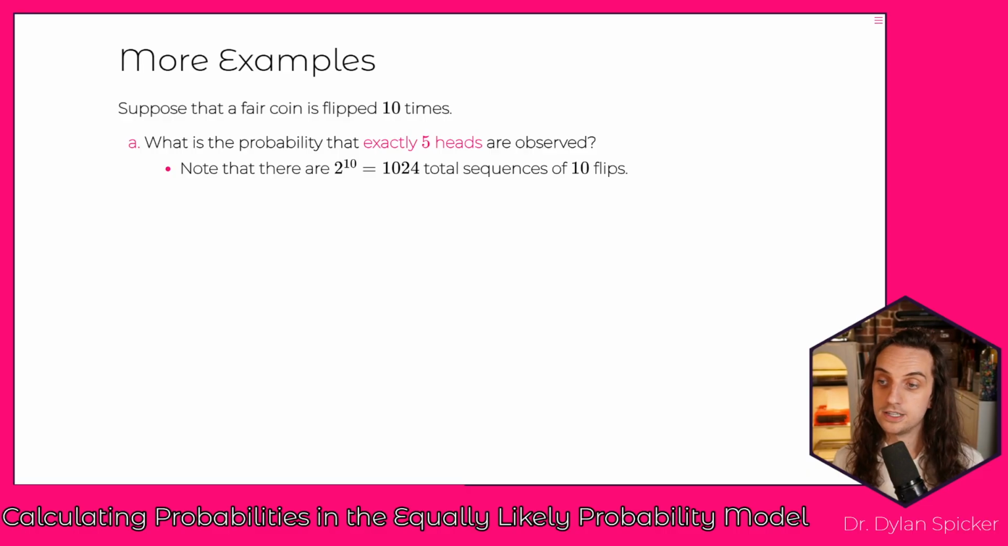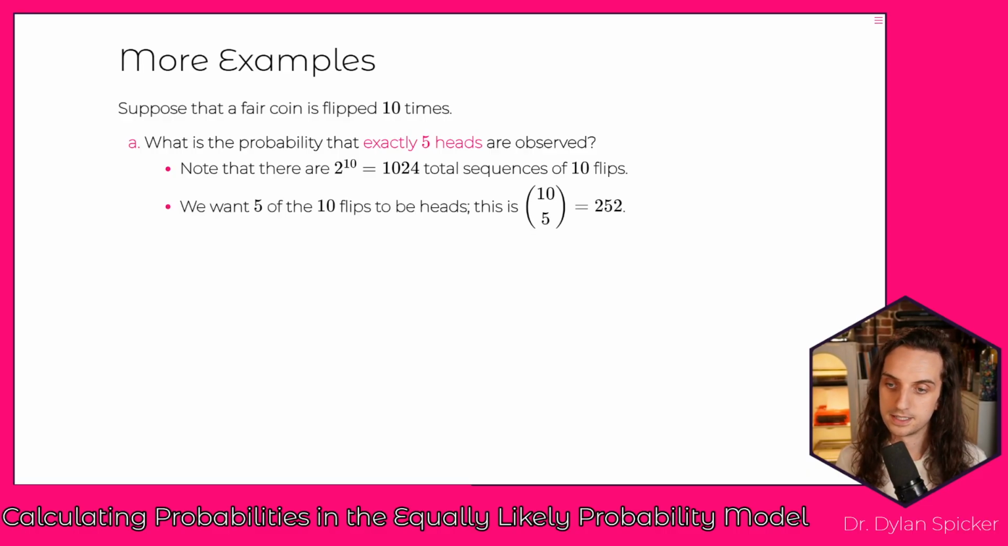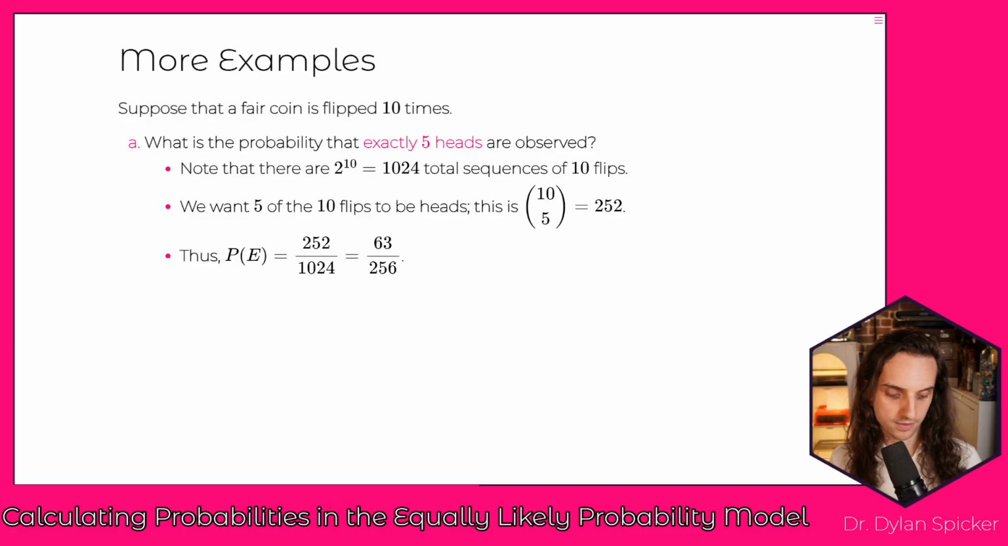There are 2 to the 10 total sequences of 10 flips. We want 5 of the 10 to be heads. And so 10 choose 5 is going to be there. And so 252 out of 1024, which is 63 out of 256, will give us the probability that you have exactly 5 heads on 10 flips of a coin.